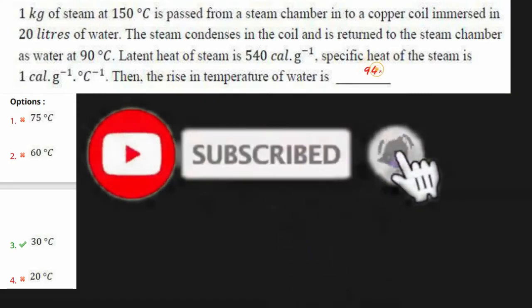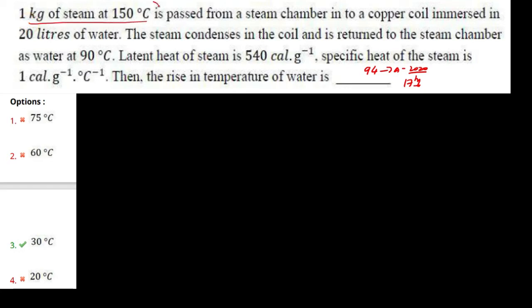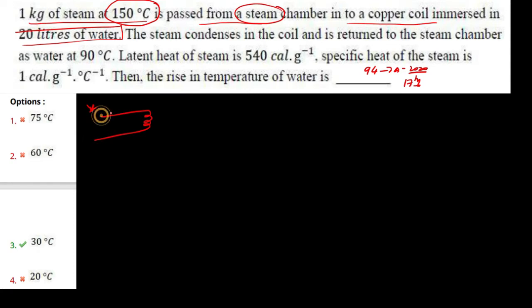Hi everyone, in this video we are going to discuss question number 94 of AP EAMCET. 1 kg of steam at 150 degrees Celsius is passed from a steam chamber into a copper coil immersed in 20 liters of water. With this figure it will be very clear. That is, there is a coil from which steam is passed at 150 degrees Celsius and this coil is immersed in water which is 20 liters.